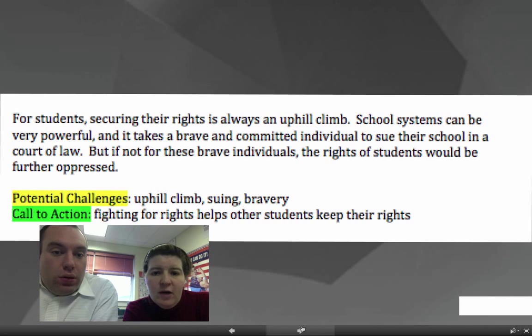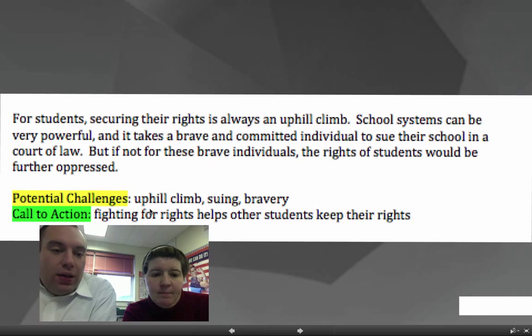"For students, securing their rights is always an uphill climb. School systems can be very powerful, and it takes a brave and committed individual to sue their school in a court of law. But if not for these brave individuals, the rights of students would be further oppressed." So the potential challenge is that it's an uphill climb. Suing, you have to be brave. You see something go wrong in school and you think you could sue the school system over a violation that happened, and it's an uphill battle. It's hard to do, but individuals who do those things make a change.